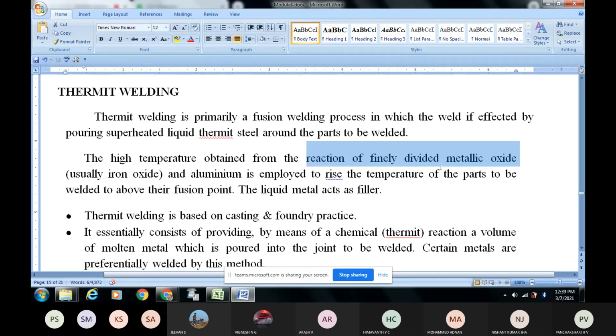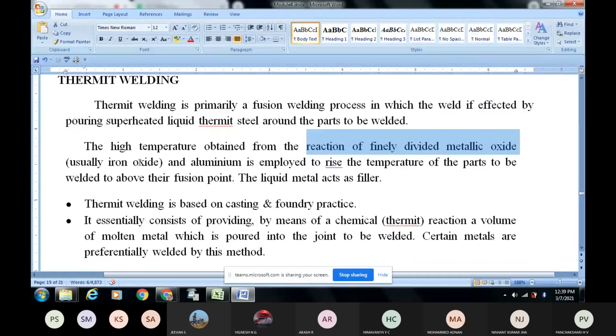What does that thermit mixture contain? It is the finely divided metallic oxide, usually iron oxide and aluminium. Iron oxide and aluminium combination powder is used. That is the thermit mixture. It is employed to raise the temperature of the parts to be welded above their fusion point, and the liquid metal acts as filler material.